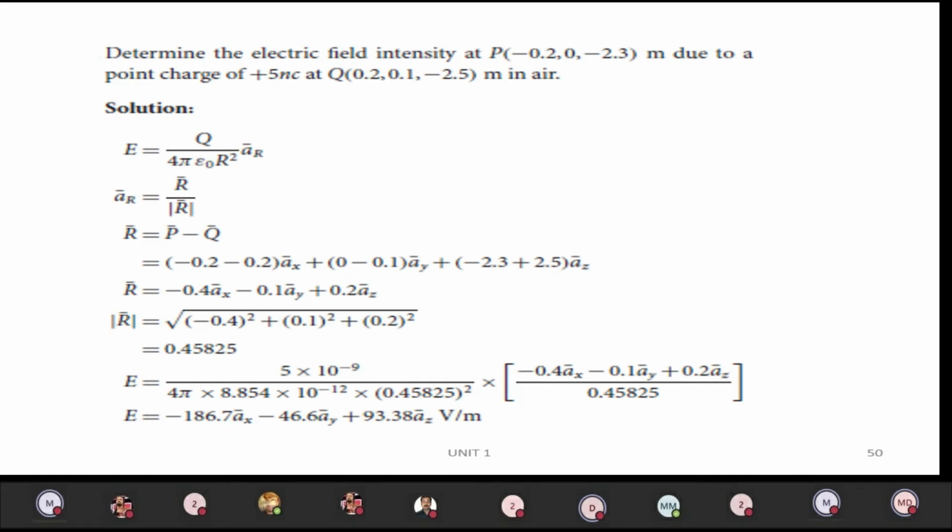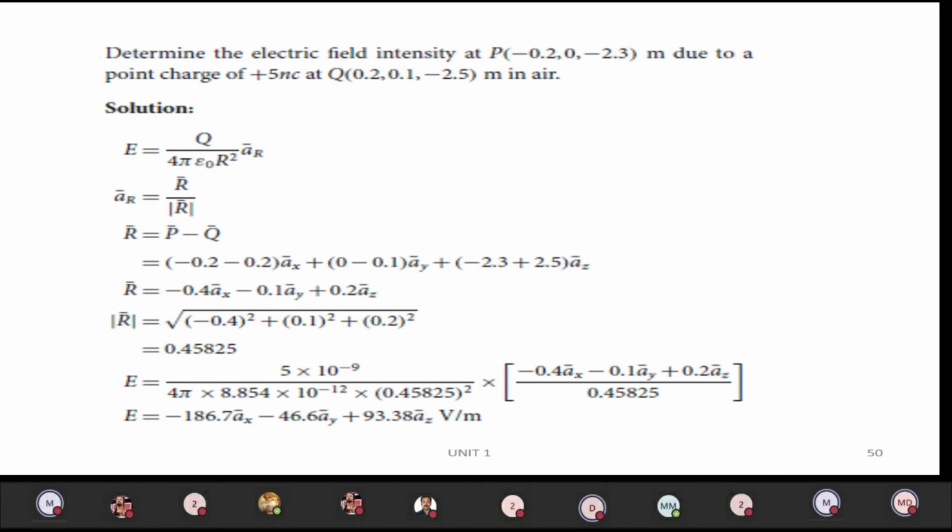So what is the electric field intensity? You will have E equal to Q by 4 pi epsilon naught R square into the AR vector. The AR vector is what? R vector divided by modulus of R vector. R vector equal to P vector minus Q vector.